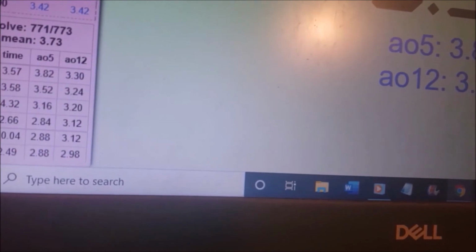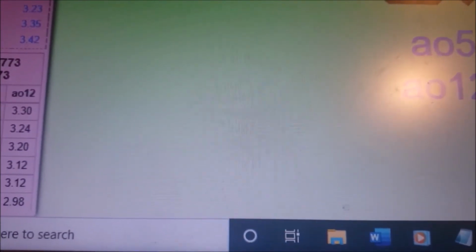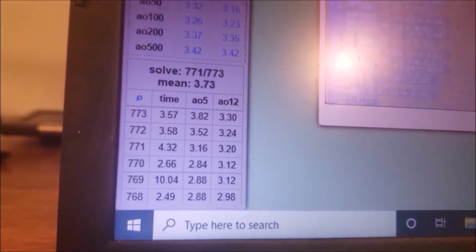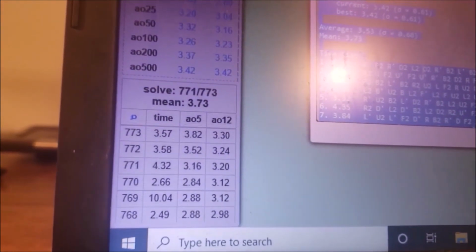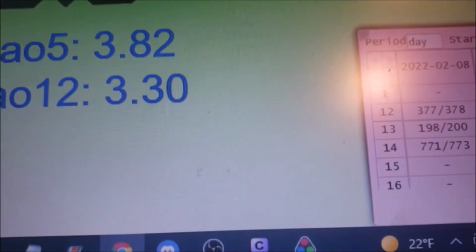And I guess we could take a look at the average. It's not really that relevant because I was taking a lot of time sometimes to try to recognize the case from the two-sided recognition. But the average of the practice session was 3.53, so a little bit slower than the test session where I didn't have to rely on two-sided recognition.